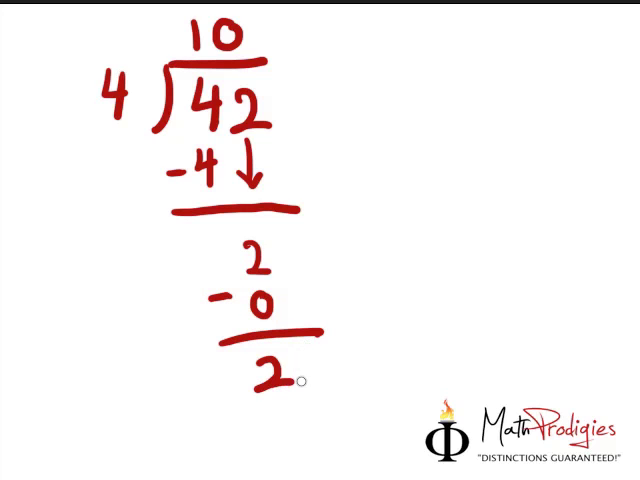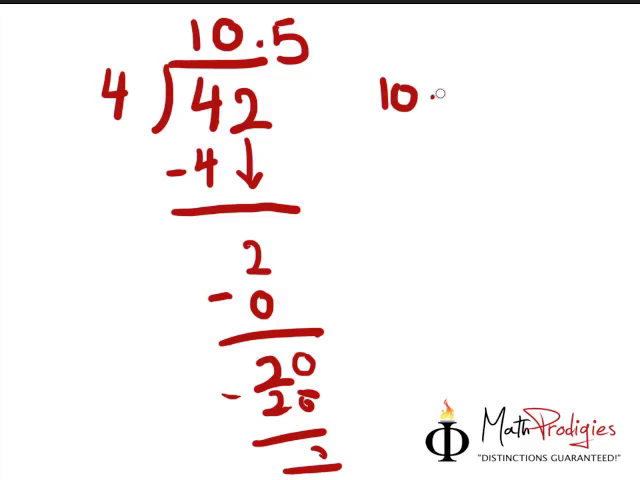Now what do you do when you want to finish? You can either put remainder 2, but what we can do is put a decimal point here, and when we put a decimal point, we immediately put a 0. So what times 4 gives you 20? The answer is 5. So the answer is 10.5. So minus 20, you get 0. So the answer is 10.5 cm.